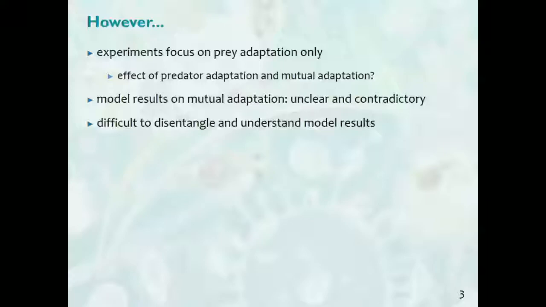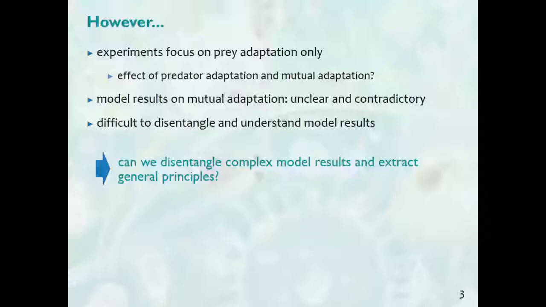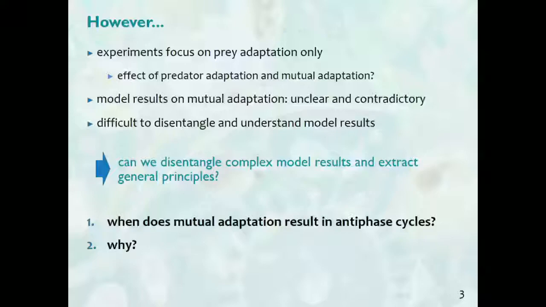Well, this is the thing that I've been working on. Can we find a way to disentangle the complex model results and extract from them some general fundamental principles on what underlies the predator-prey dynamics? And with this, answer these two questions. First of all, when does mutual adaptation result in antiphase cycles? And secondly, much more importantly, why?